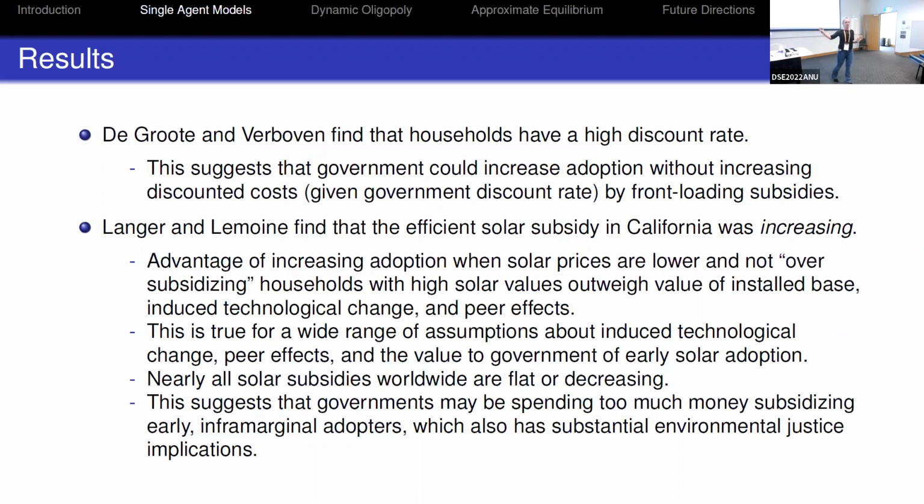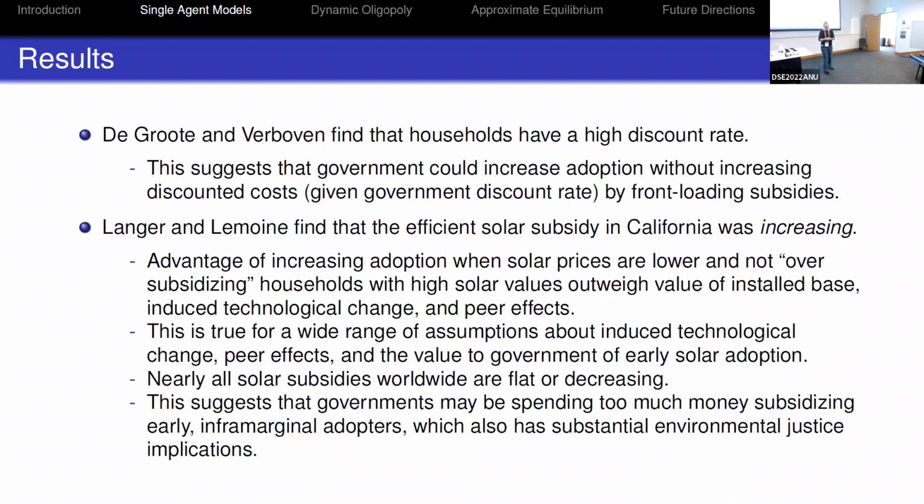In our paper, over the course of the California Solar Initiative, 0.7% of households adopted solar. It's a big number actually, but it's not that much in terms of total megawatts of solar that are installed.